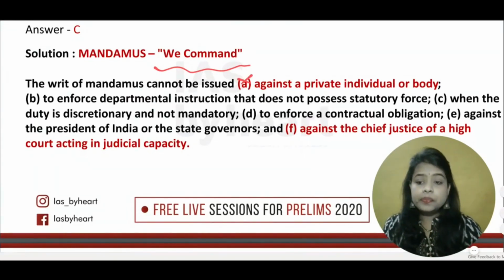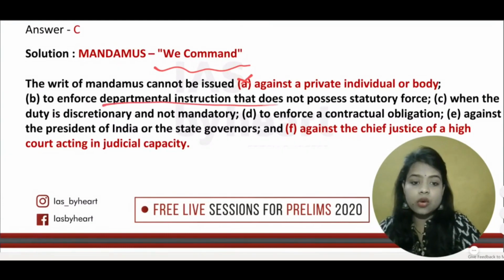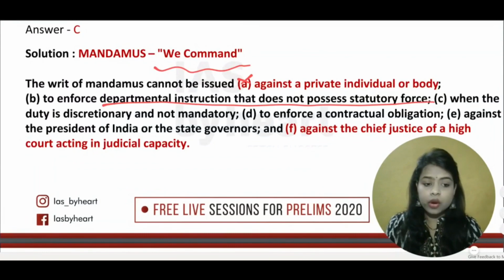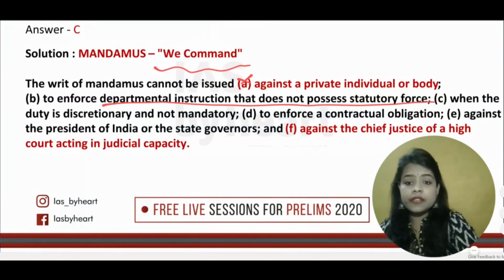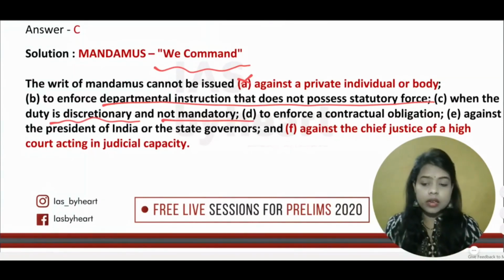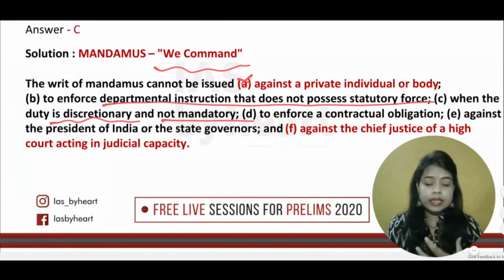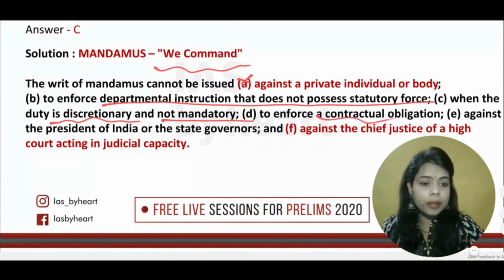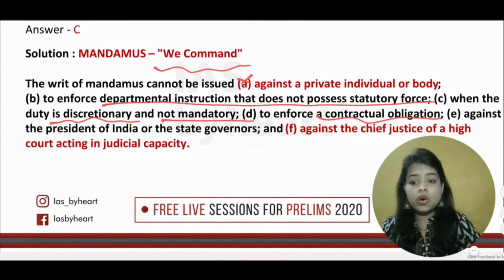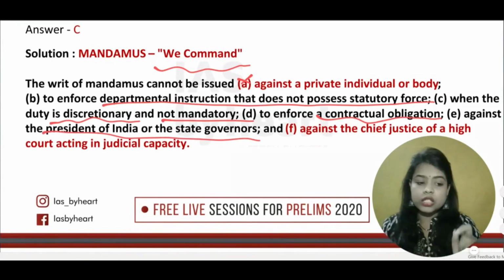It is very clear. And a departmental instruction also does not possess statutory force, so if it doesn't have statutory force, it cannot be enforced there. And if the duty is discretionary, not mandatory, like the President's pardoning power or certain areas left to their discretion, you cannot force or command them to do something. Similarly, for a contractual obligation, you cannot force them. Against the President or Governors also, you cannot issue mandamus.